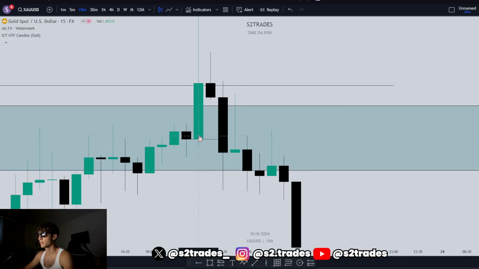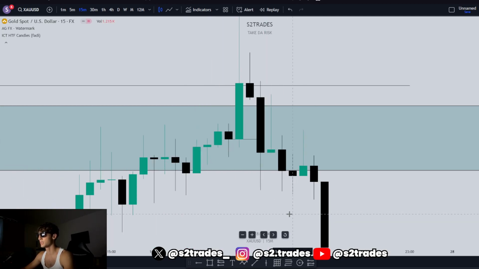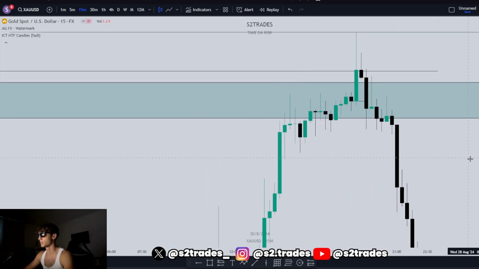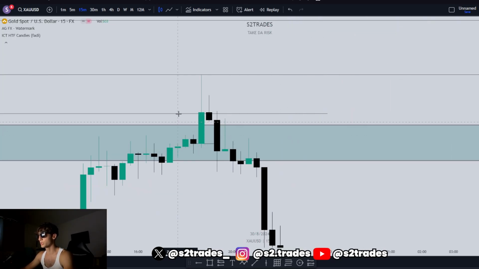So this green candle, once it passes this open, it's called change in state of delivery, and we could look for shorts. We can always look for shorts once we see the sweep, but it just increases the chances. So here, let me just get into it.